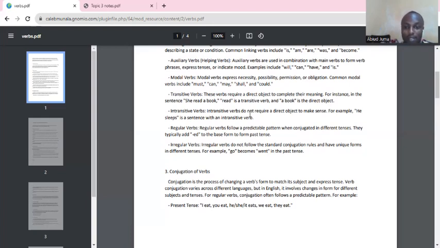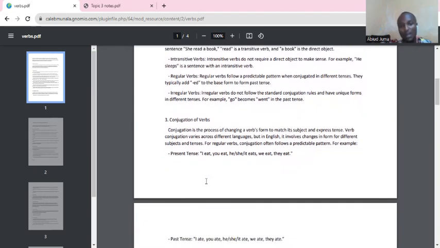We also have verb conjugation, and conjugation is the process of changing verb forms to match the subject and express the tense. Verb conjugation varies across different languages, but in English, it involves changes in form for different subjects and tenses. For regular verbs, conjugation often follows a predictable pattern.